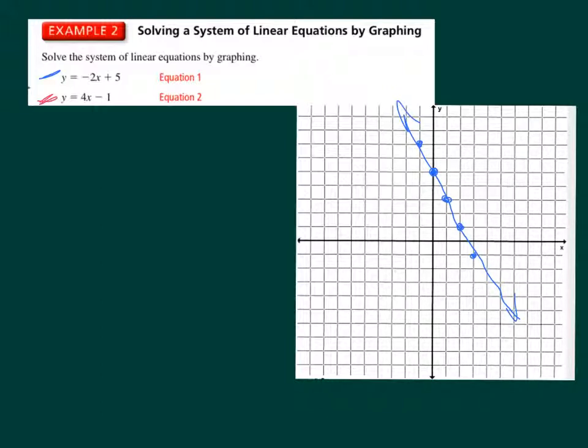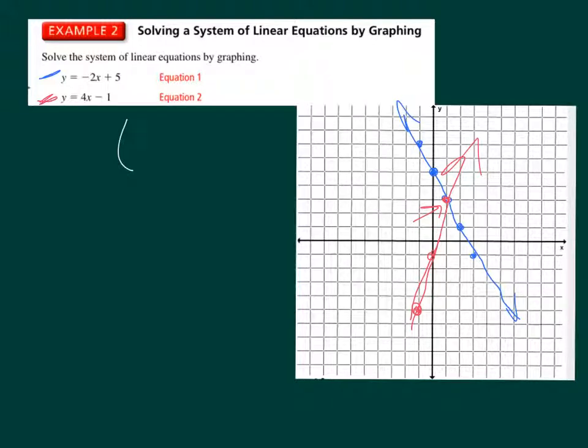The red line's y-intercept is negative 1, and I'm going to plot several points. As you can see here with my slope of 4, I can go up 4 and right 1, and that first point is where I cross the other line. I could go down 4 and left 1, so you can see where that point would be. But it looks like we've already found our solution to this system. The solution looks like it's going to be (1, 3).